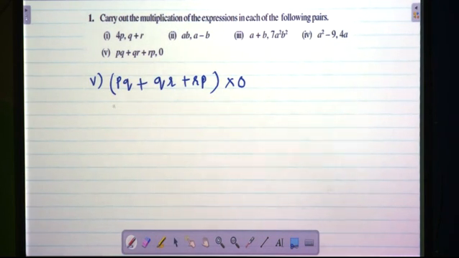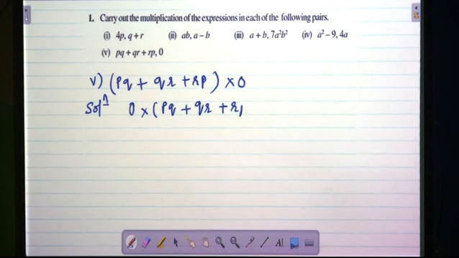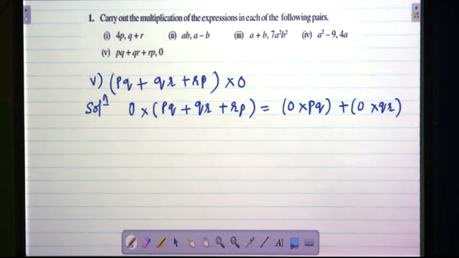So, what happens here? We can write in this way, 0 multiplied by pq plus qr plus rp. This expression pq plus qr plus rp is multiplied by 0. What we are getting? 0 into pq plus 0 into qr, plus 0 into rp.